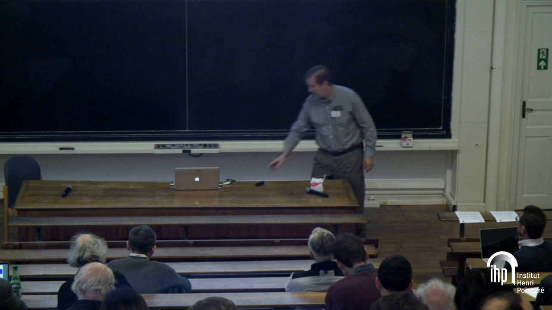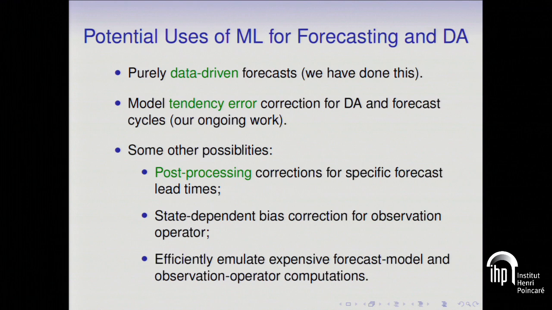So what we started doing in this project is a purely data-driven approach to forecasting. And most of the results I show you today are going to be of that type. But what we really have in mind when it comes to, say, atmospheric weather and climate is not to throw the model away, but to use machine learning in hybrid with existing physics-based models.